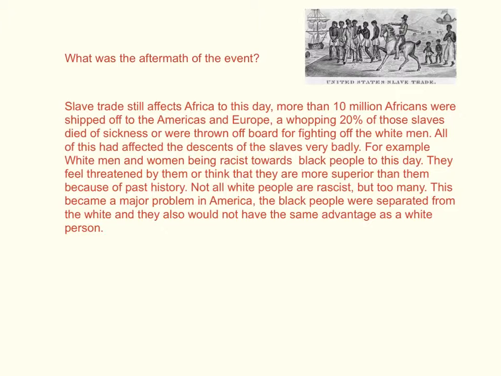For example, white men and women being racist towards black people to this day. They feel threatened by them or think they are superior to them because of past history. Not all white people are racist, but too many. This became a major problem in America. The black people were separated from the white, and they also would not have the same advantages as a white person.